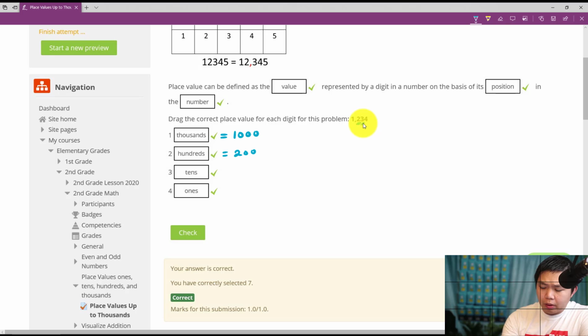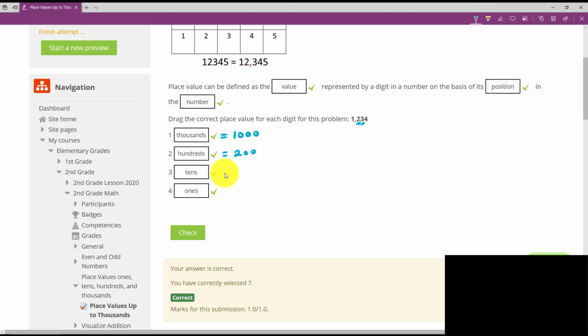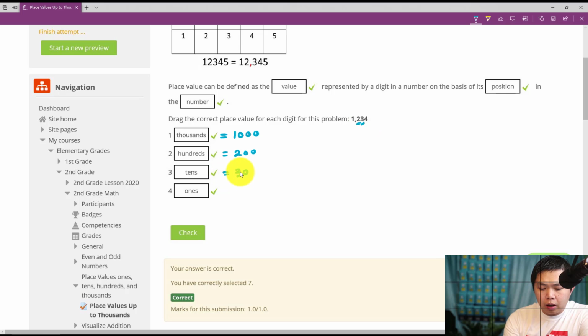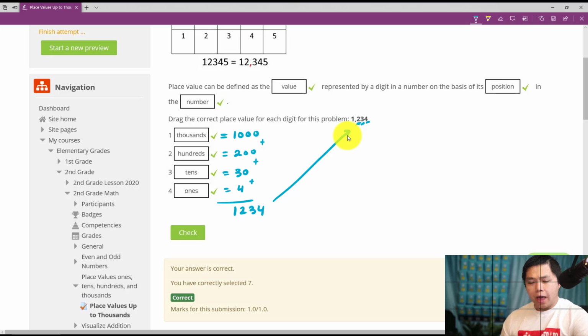The digit 3 right there, that is at the tens place. So this is actually equal to 30. What about number 4? Number 4 is at the ones place. So this is equal to 4. Now if you add them together, what do you expect this to be equal to? 1,234, which is equivalent to this. That is how we use place values to write a very, very large number, or a very small number.